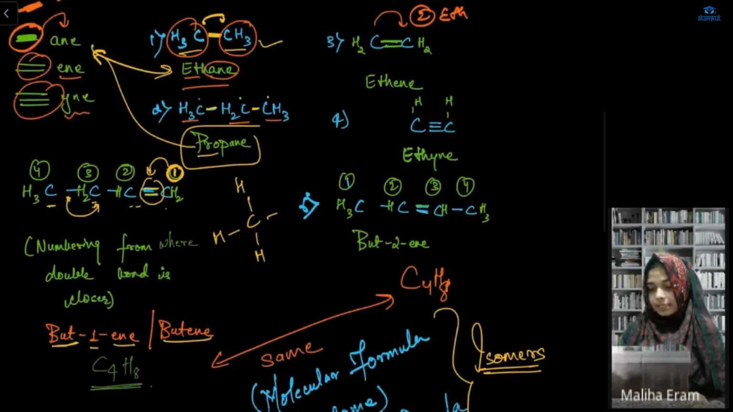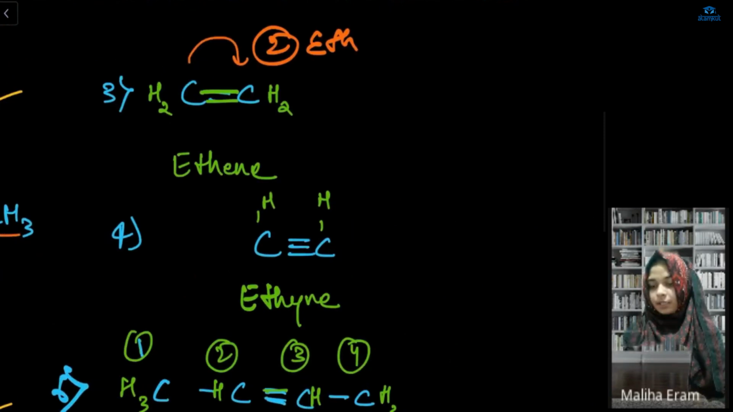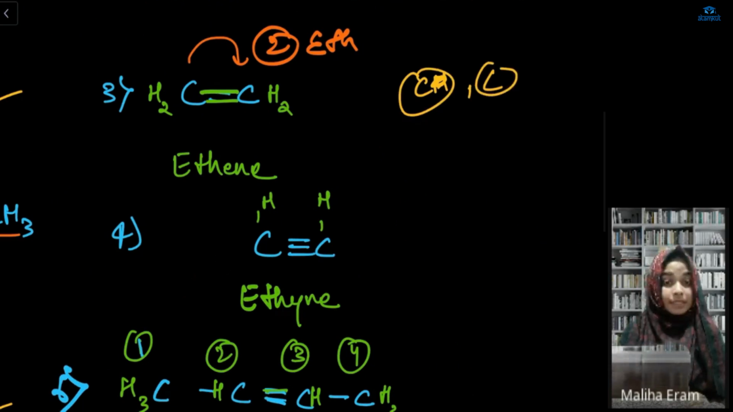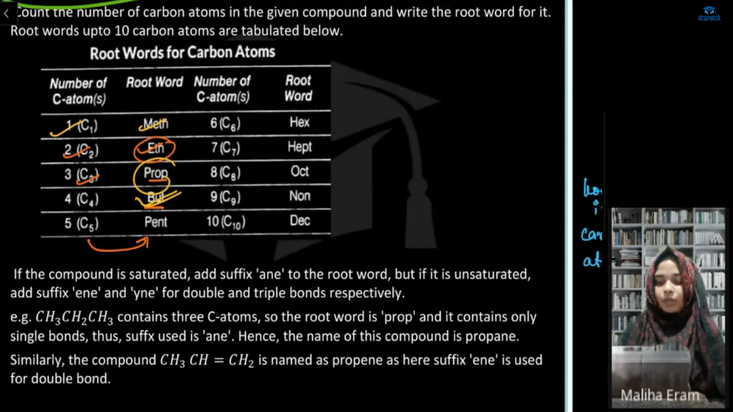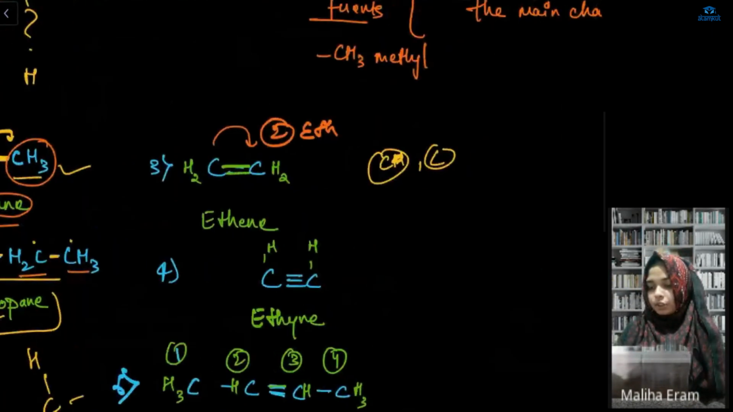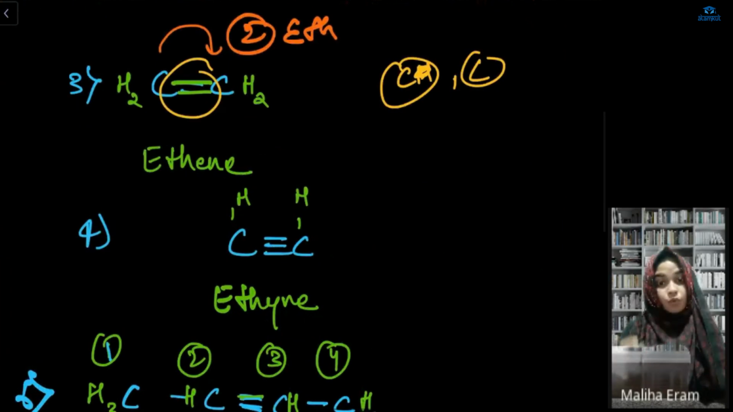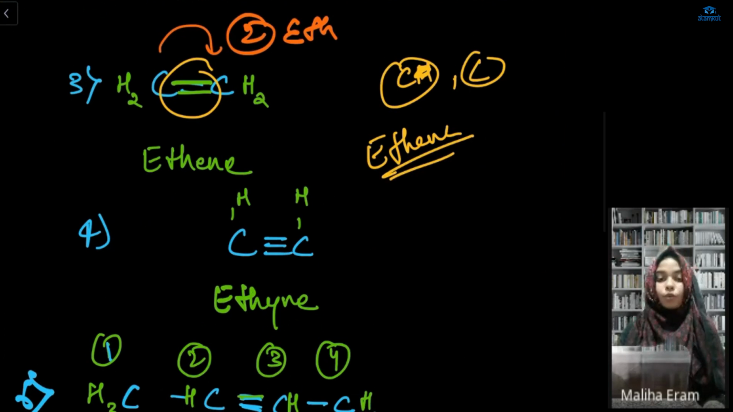Okay, next is your this one. This is the easiest one. How many carbons? 2 carbons. So for 2 carbons, what was that? Let's switch to the chart. It's eth. ठीक है, 2 carbon के लिए it's eth. With the help of that double, single, or triple, we will write ane, ene, or yne. So here, how many bonds? It's 2 bonds. So what to write? Ethene.